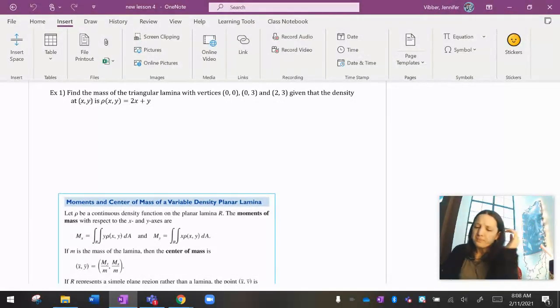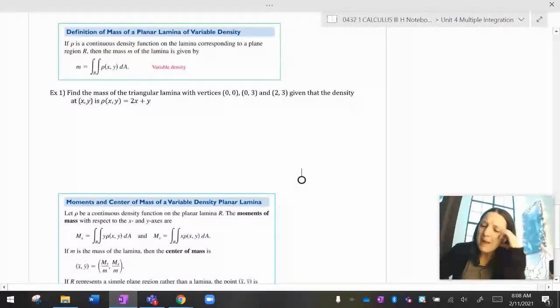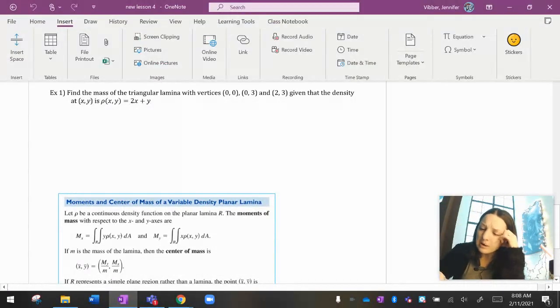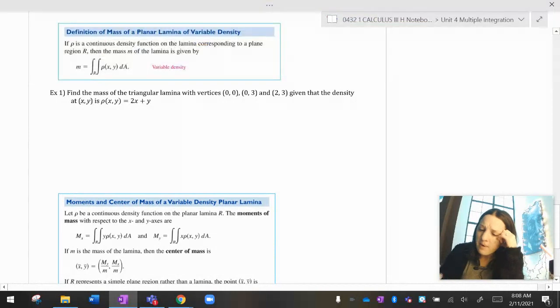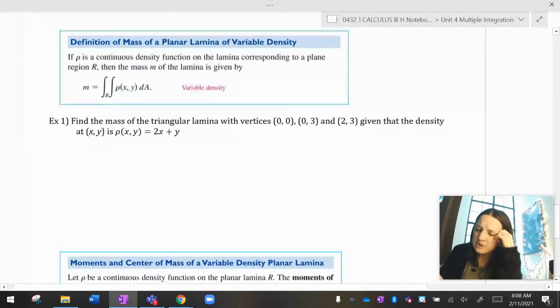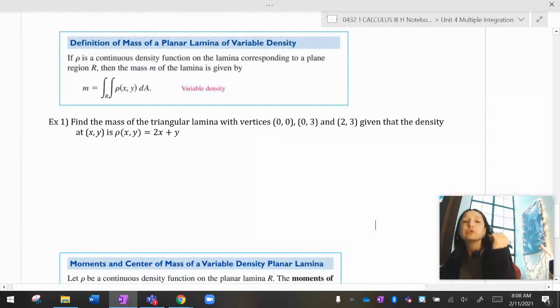So if we wanted to find the mass of a planar lamina of variable density, all right, you just take the double integral of the density function, because density obviously has a lot to do with mass. And so let me talk about what this really means.